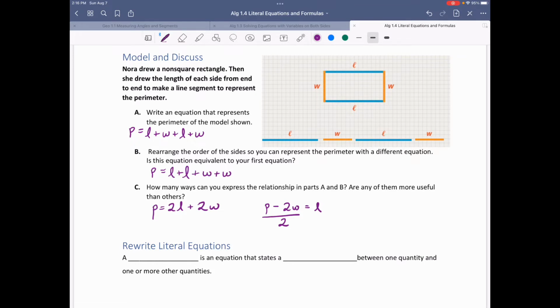And if we were trying to find width, it would look very similar. It would be P minus 2 lengths divided by 2 equals the width. So it depends on what you're looking for. If you're looking for a perimeter, this is better. If you're looking for length, this one's better. And if you're looking for width, this equation is better. But they are all equivalent. Okay, so this one would be for perimeter, length, width.